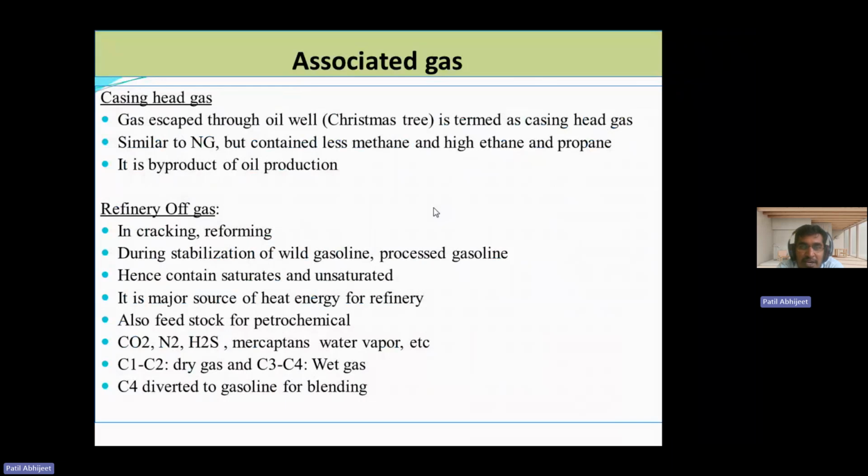In terms of its constitution, very little methane is present, but a very high amount of ethane and propane, that is C2 and C3 compounds. In many cases it is a byproduct of oil production and may be used as per the applications, but in the majority of cases it is used in the refinery either by recycling or reuse. Clear? So that is regarding the casing head gas.